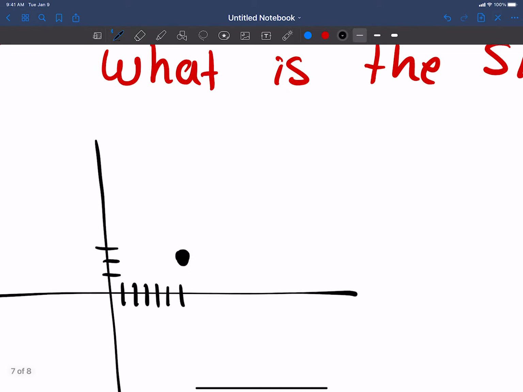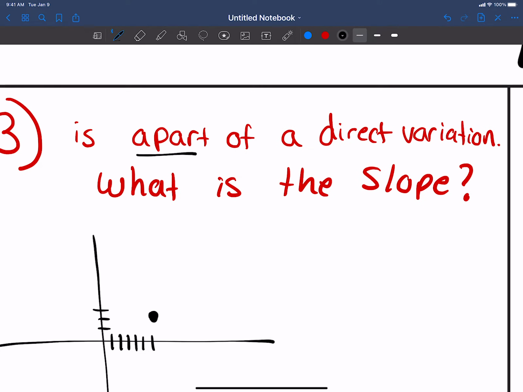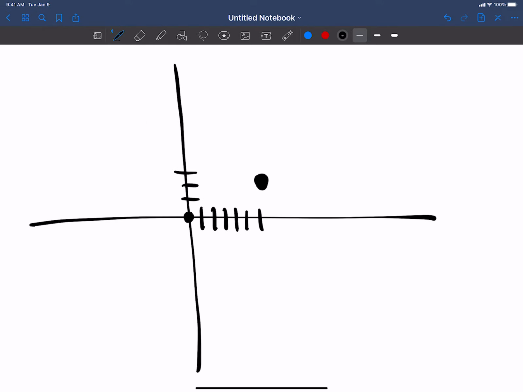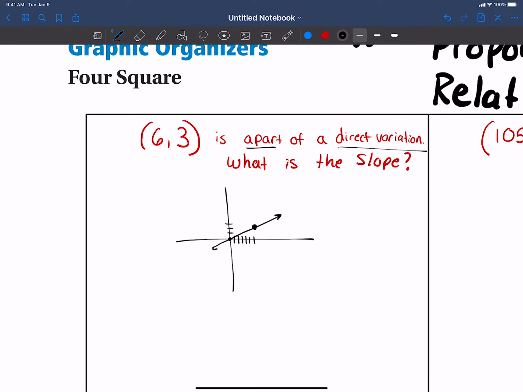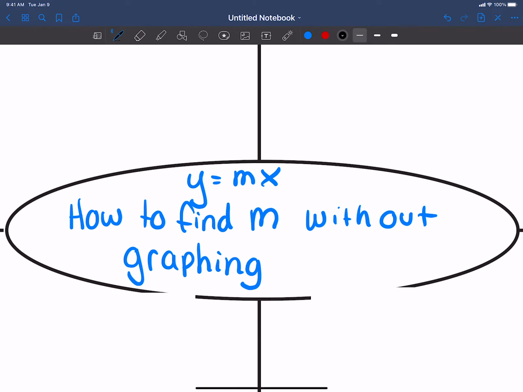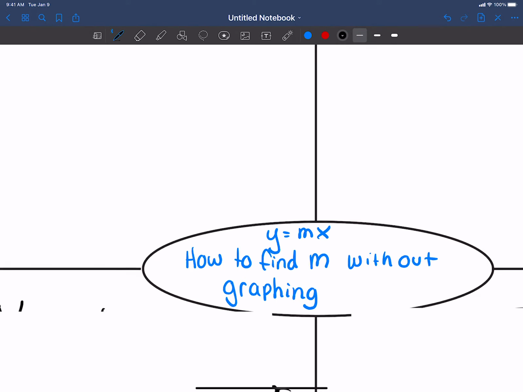However, because the direction told us that it's a part of a direct variation, that means I know that the line goes through the origin. So if it goes through the origin, isn't that another point? Now can I connect 2 dots with a line? Yes. So because it's a direct variation, it goes through the origin. Now hold on. Remember I said don't draw that little grid? Because what did I say in this little circle that we're doing? How to find m without graphing? Did I just graph? Yeah.